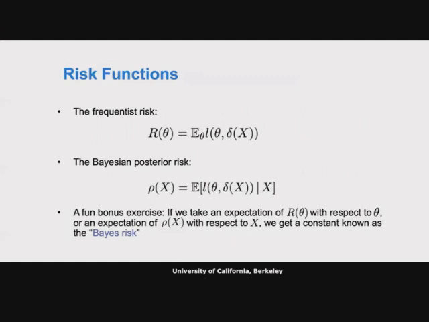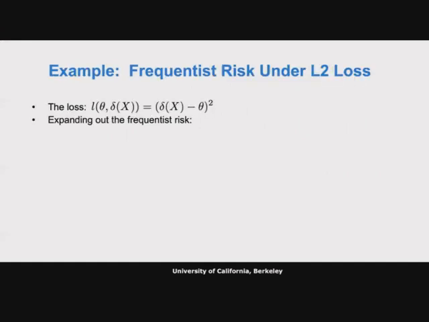And I had that as a fun little bonus exercise here, just to use Fubini's theorem and make sure that the conditions are satisfied, and you can do that. Okay, so let's do this for the frequentist risk under the L2 loss. So there's my L2 loss, squared error. All right, so I'm going to calculate the risk.